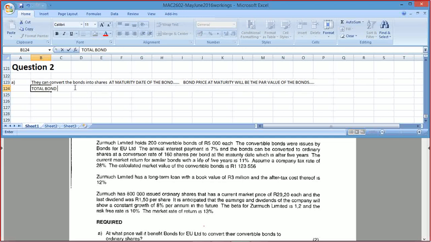So total bond value, 200 convertible bonds times 5,000, which is $1 million.